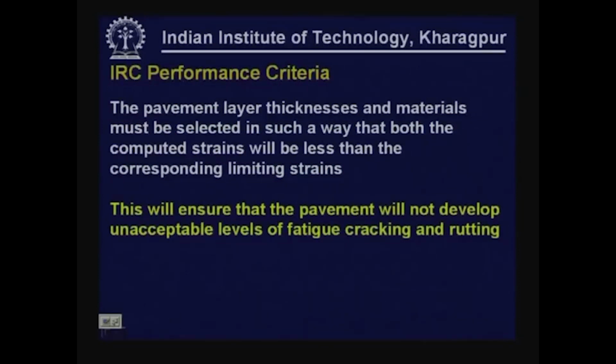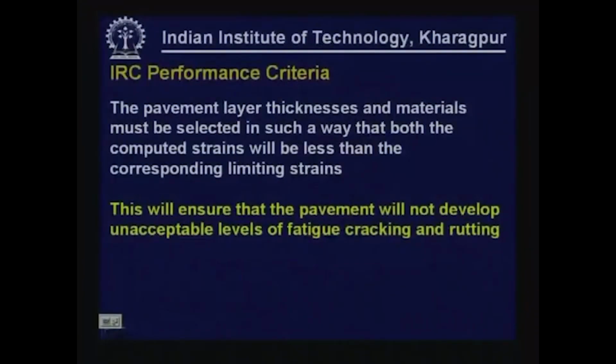The pavement layer thicknesses and materials must be selected in such a way that both the computed strains will be less than the corresponding limiting strains, is what we have been discussing. We have to select layer thicknesses and materials in such a way that the initial computed strains, when this pavement is subject to a standard loading condition, will be less than the limiting strains given by the performance criteria for a given traffic loading condition. This will ensure that the pavement will not develop unacceptable levels of fatigue cracking and rutting.